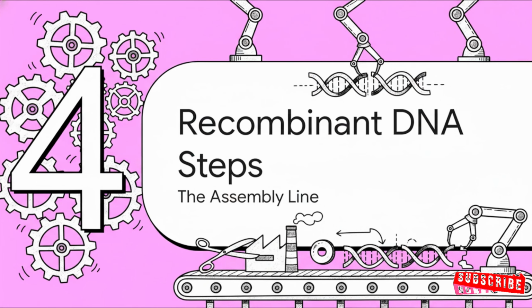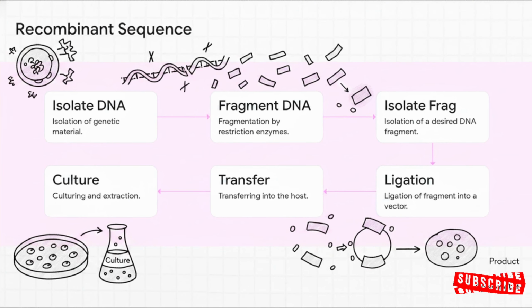Moving right along to part 4, steps in recombinant DNA. Let's hit the assembly line. So the crucial point here is that it all comes down to a very precise 6-step factory floor process.